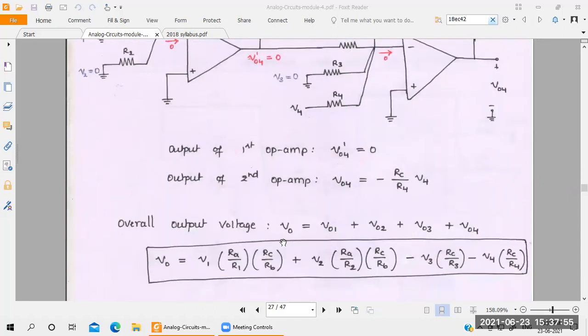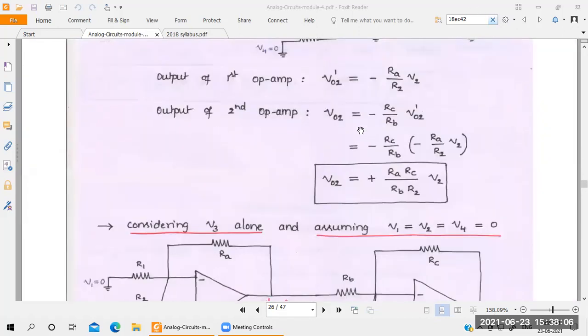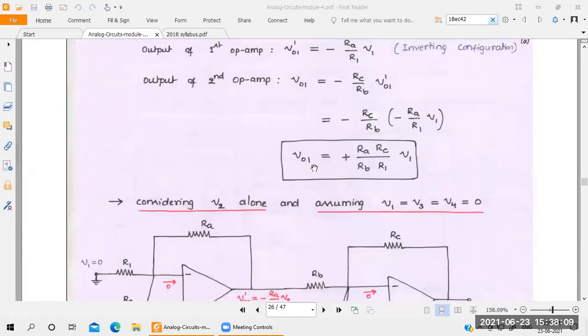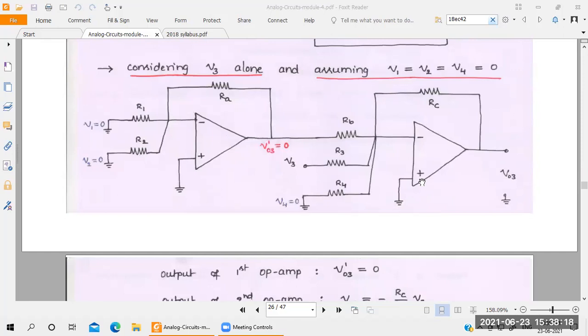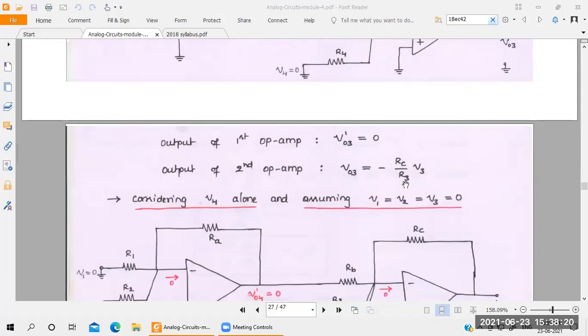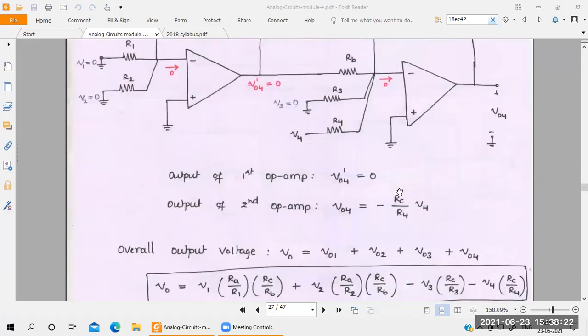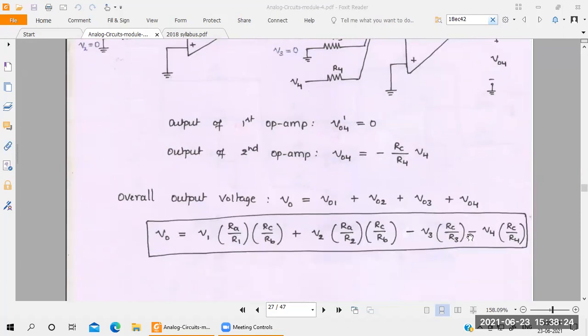Then consider the overall output voltage now. So V01 plus V02 plus V03 plus V04. In total you got 4 voltages, right? Substitute here. What did you get for V01? V01 is equal to RA divided by RB plus RC divided by R1 into V1. What is V02 here? RA divided by RB plus RC divided by R2 into V2. What is V03 here? Minus RC by R3 into V3. What is V04 here? Minus RC by R4 into V4. Same thing, you substitute in this equation here.